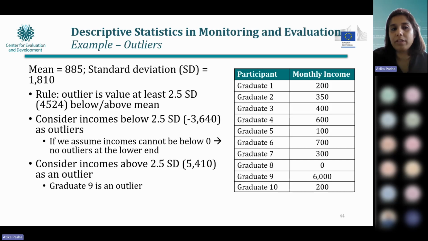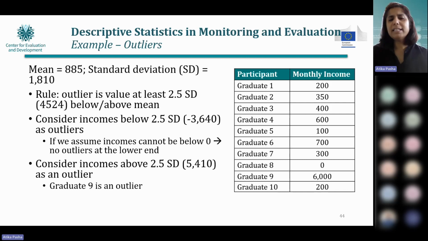So multiplying now this value by 2.5 standard deviations, to acquire a 2.5 standard deviations value, we see it's 4,524. So this value is 2.5 times 1,810. And anything that is above this value or below this value would be considered an outlier. So starting with the case of below, we simply have to subtract 4,524 from the mean of 885, and we see that below 2.5 standard deviations is already negative. Again, something we don't really expect with income.